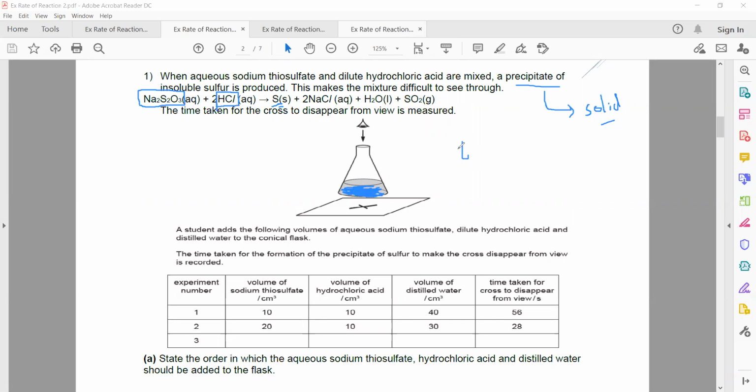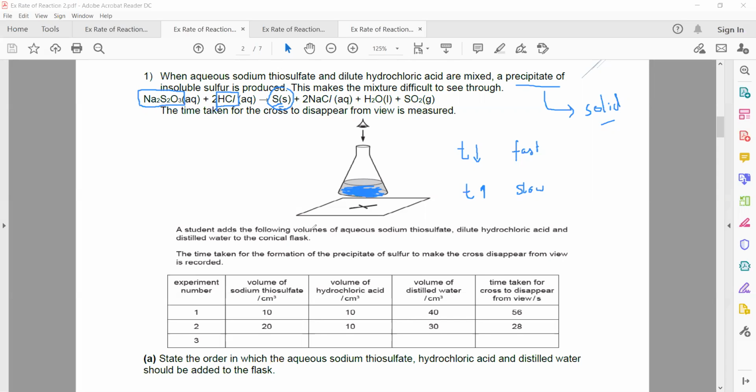If the cross disappears in a short time, if it takes less time for the cross to disappear, it means the reaction is fast. If a cross is taking more time to disappear, it means the reaction is slow. Because if a cross takes a short time to disappear, it means sulfur is formed quickly. If a cross takes more time to disappear, it means sulfur is formed slowly. As sulfur, a product, is formed slowly, it shows that it is a slow reaction. You don't have to learn or memorize this equation. This equation will be given.